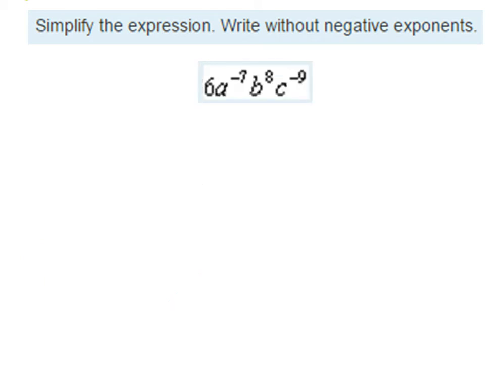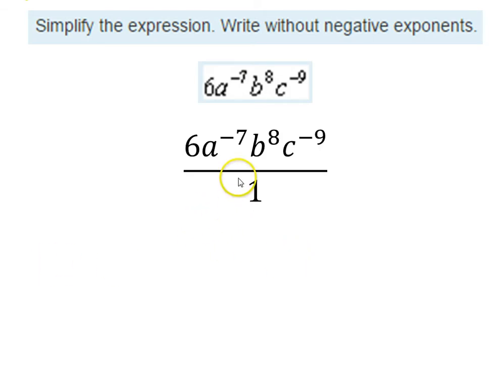And the last one, simplify the expression. We're going to write it again without negative exponents. And last time, with the last example we just did, we talked about it being a fraction and moving it from the numerator to the denominator. Notice this is not a fraction. So I'm going to make it a fraction. And how we make any term or expression into a fraction is to take that term or expression and put it over 1. And now I'm in a position to where I can move things to the denominator, because now a denominator, at least visibly, exists.